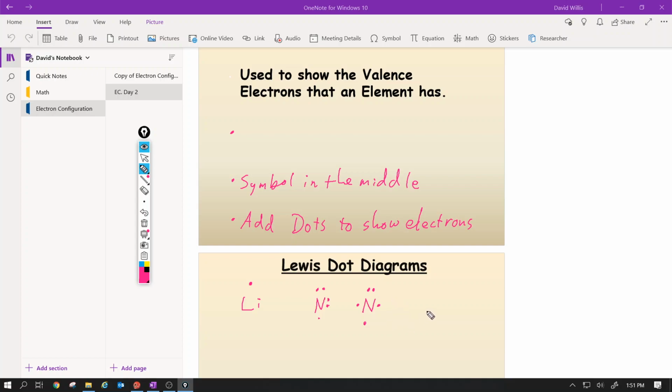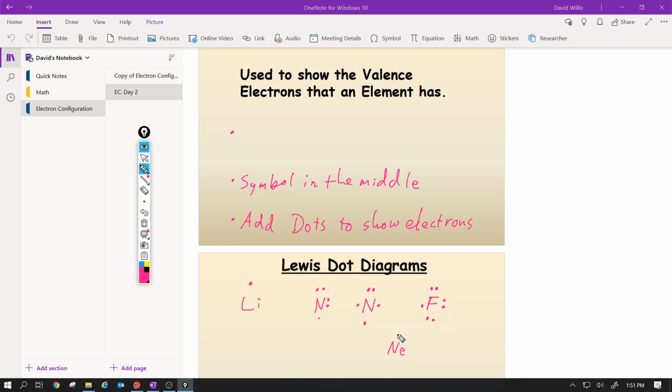Hey, real quick, let's do fluorine. How many valence electrons for fluorine? 7. We see that it's in group 7A, and so it's got 7 valence electrons. All right, 1, 2, 3, 4, and then 5. And then if I were just going to have 6, I would actually put it across. But I've got 7, so I'm going to go ahead and go back and fill that in.